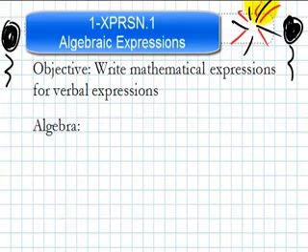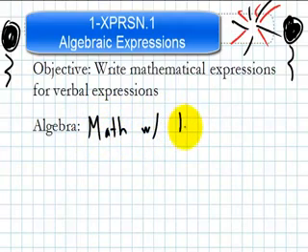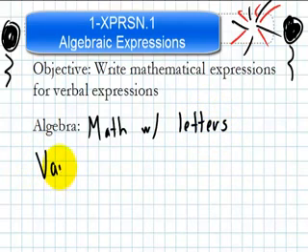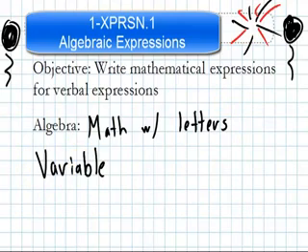What is algebra? Algebra is simply, and this is super simply, math with letters. We have a special name for those letters. We call them variables. Variable. And a variable can be any letter that stands for a value.